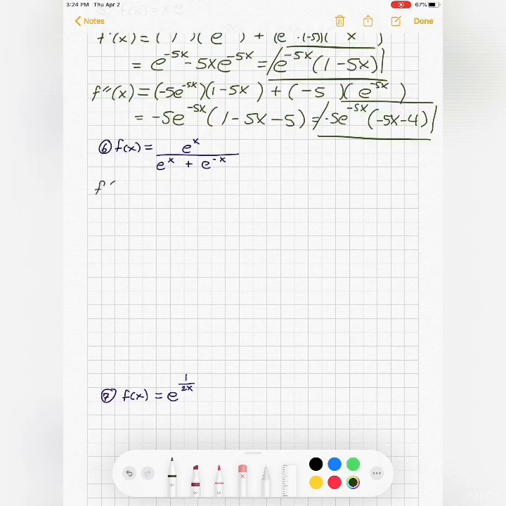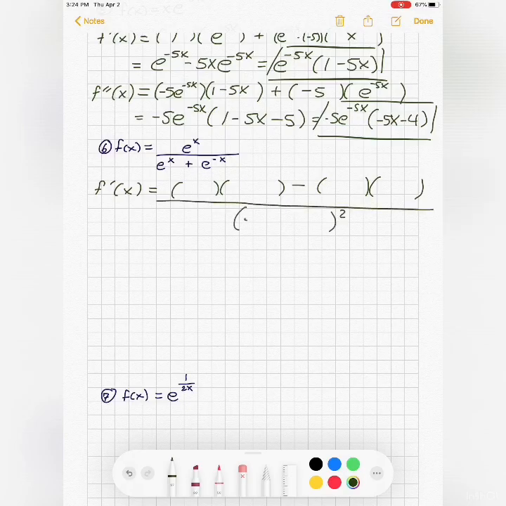Okay, number 6 looks like a quotient rule. This was my template for quotient rule, right? So it was the bottom squared, derivative of the top times the bottom, and then derivative of the bottom times the top. So that'd be e to the x minus e to the minus x.